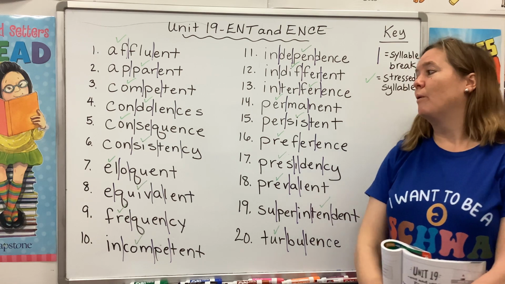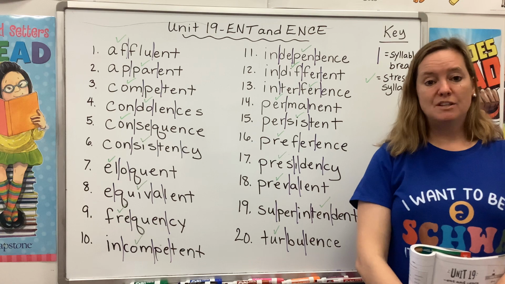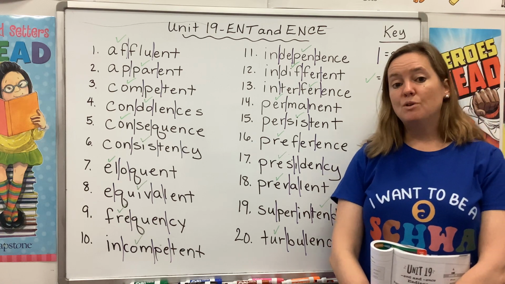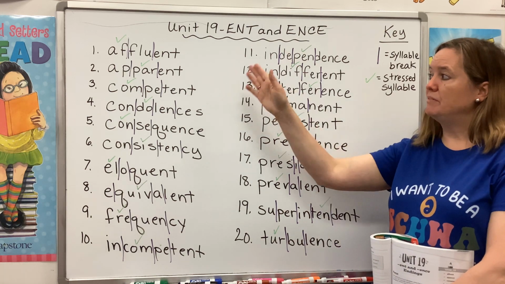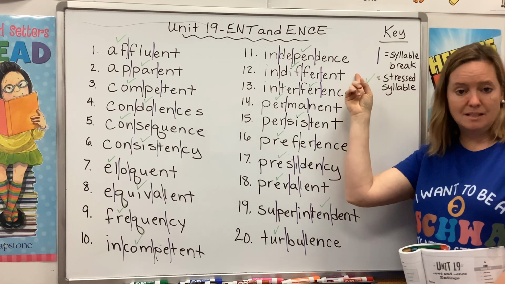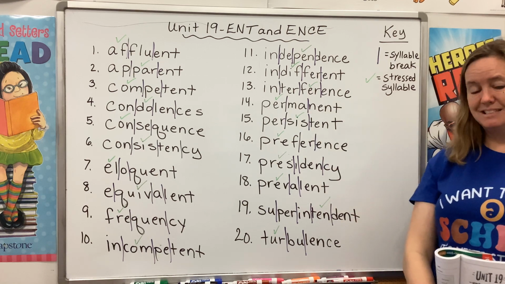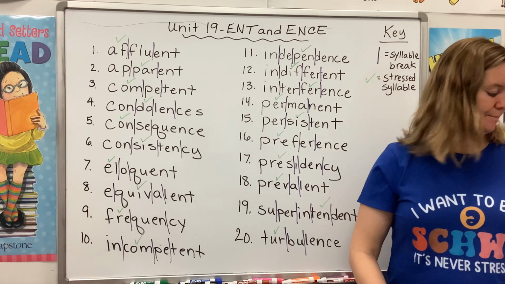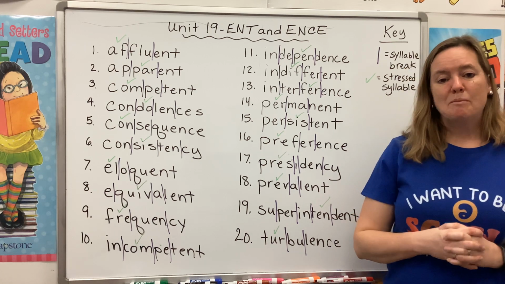So, get ready to mark up your list. But first, I want to read the words to you. Now, you'll notice I went ahead and broke them into syllables. So those purple vertical lines are our syllable breaks. And then I also checked off the stressed syllable in each word. So hopefully you find that helpful. All right, please repeat after me.